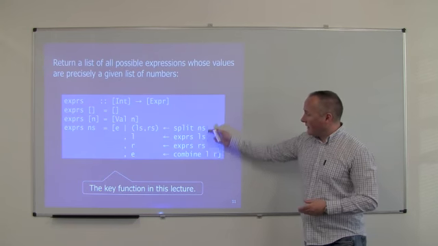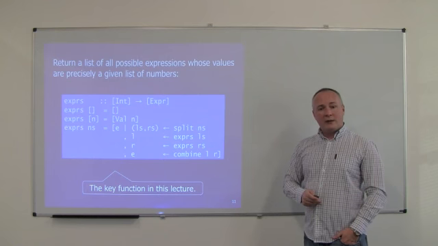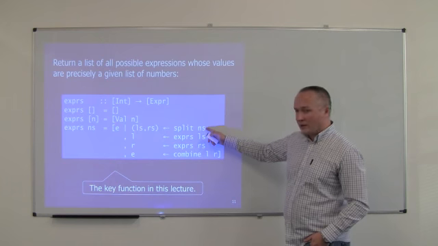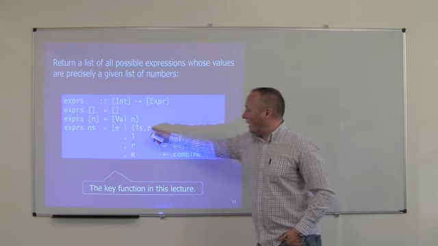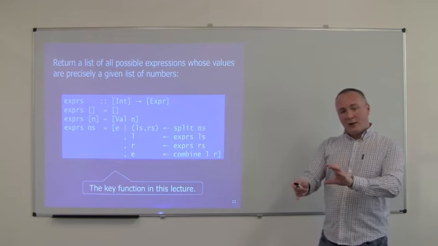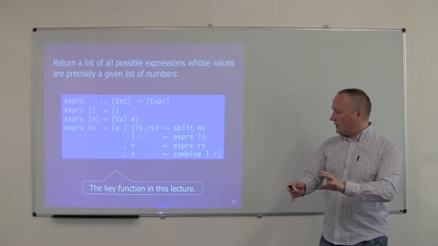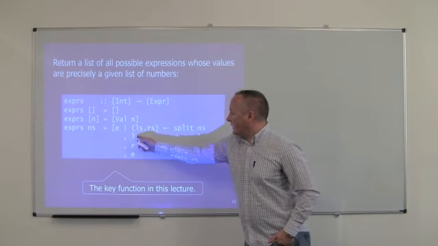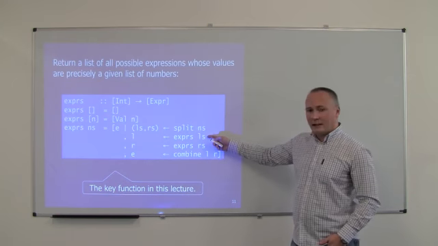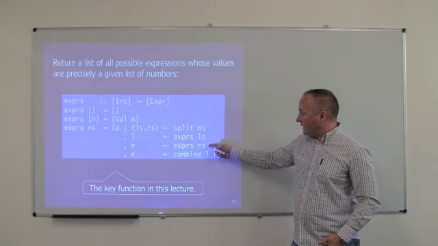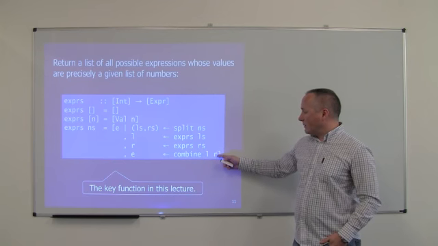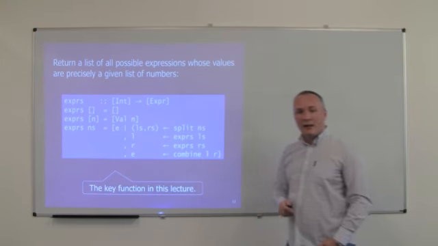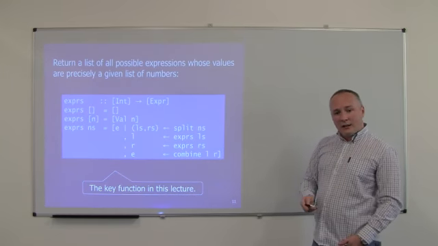And the way we do that is again by leveraging the power of list comprehensions. What we're going to do is take our list of numbers, maybe 6 numbers, split it up into non-empty parts in all possible ways. That's what the split function does. Then we're going to recursively calculate all the expressions over the left list, all the expressions over the right list, and then combine all those possible expressions in all possible ways to give expressions which we'll then package up at the end. So there's quite a lot of things going on here.